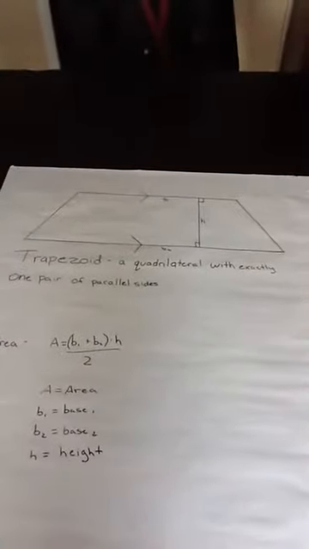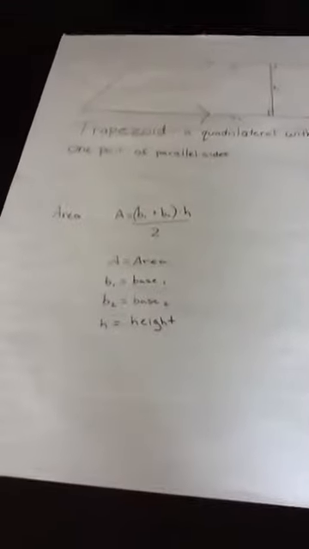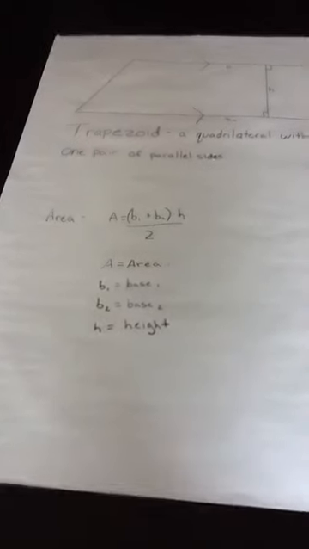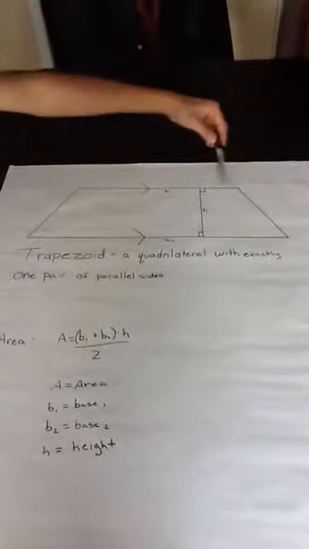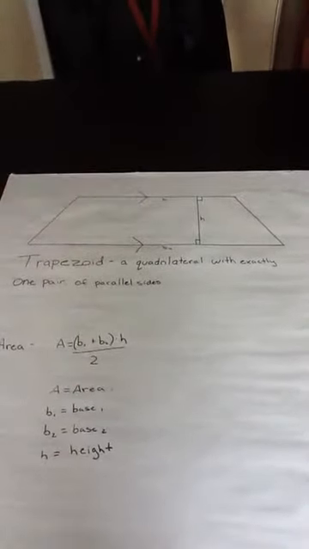A trapezoid is a quadrilateral with exactly one pair of parallel sides. Its area can be found by adding the two bases together, multiplying by the height, and then dividing by 2. The two bases are this line and this line. The height is right here.